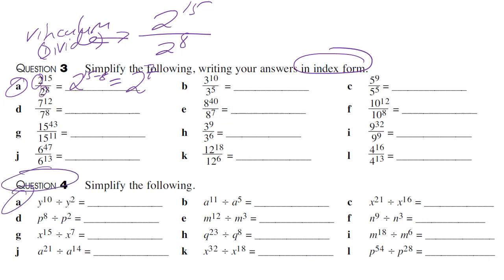4a. If I've got y to the power of 10 divided by y to the power of 2, what does that mean? It just means y to the power of 10 take 2, right? Which is y to the power of 8. Simple enough. You should be able to do the rest.